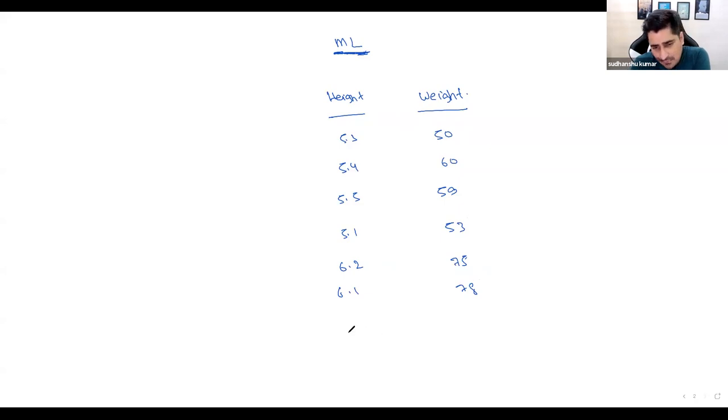Now, if I give you one example, that if height is equal to 5.9, what will be the weight? Fill in the blanks.